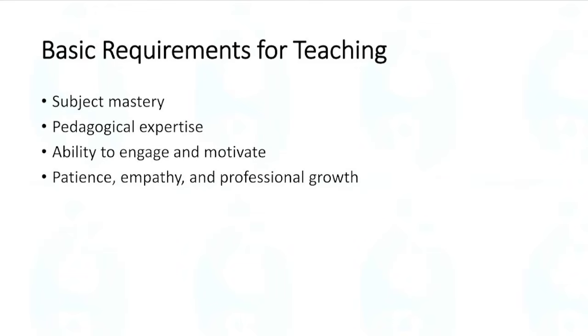These are the 7 important things required, apart from what I have mentioned already: subject mastery, teaching method, ability to engage and motivate, patience, empathy, and professional growth. Apart from that, the strategies the teacher uses in the classroom, professionalism, a suitable environment, teacher-student relationship, student discipline, the teacher's devotion to teaching, and the student's devotion to learning. These are the basic requirements for effective teaching.